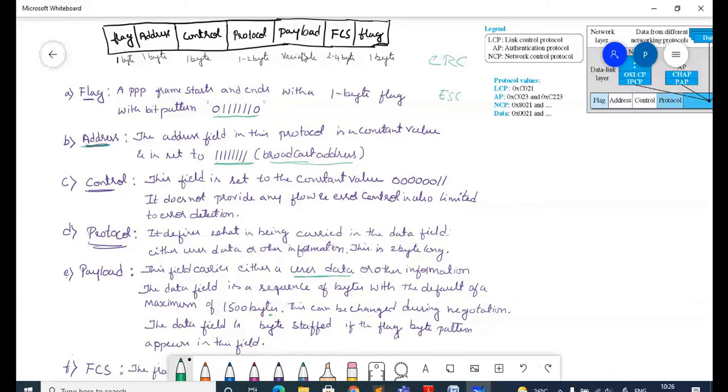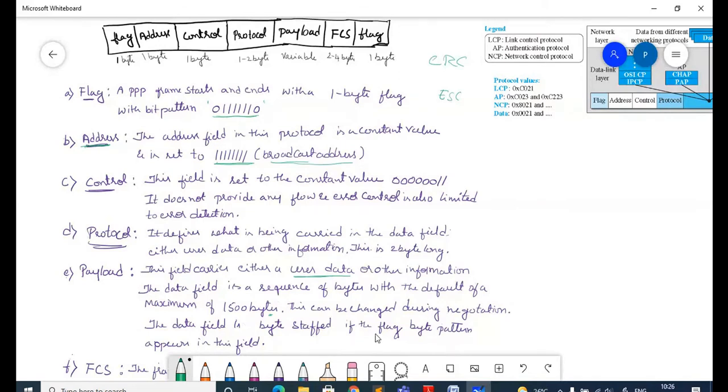So this can be exchanged during negotiation. During negotiation means during establishment of the link, it has to exchange all this information, such as the size of the data it is going to send. That information is exchanged between the two devices.